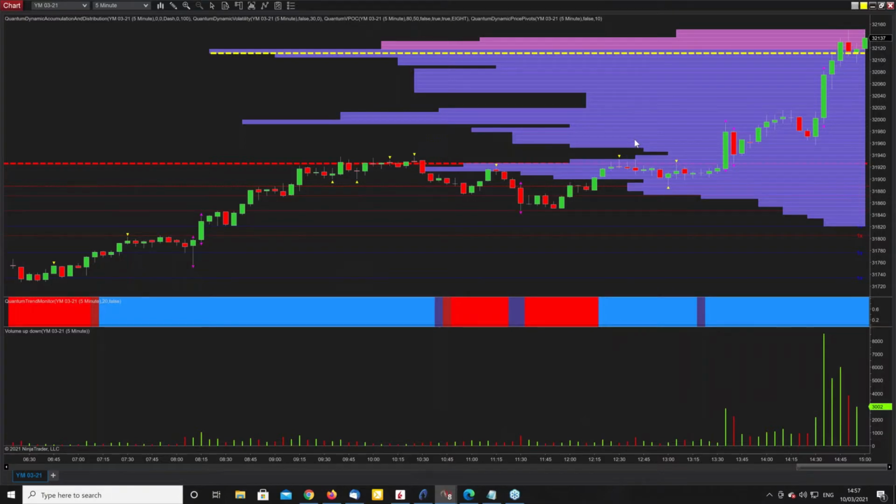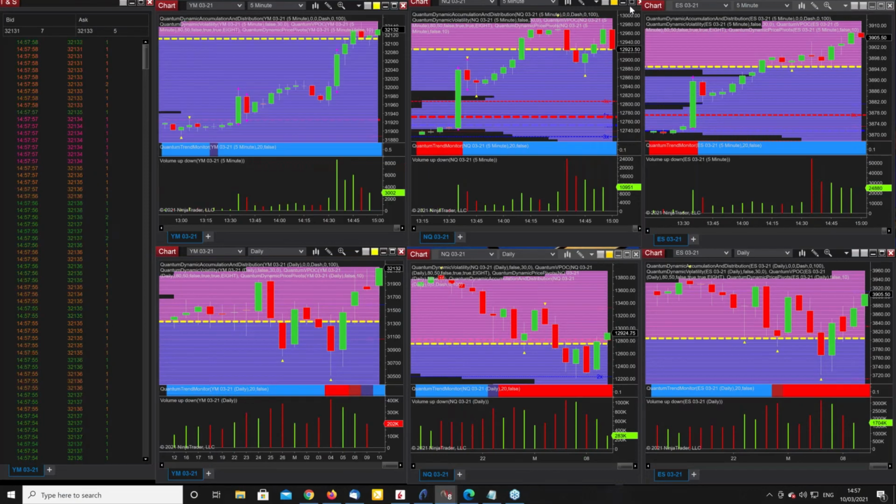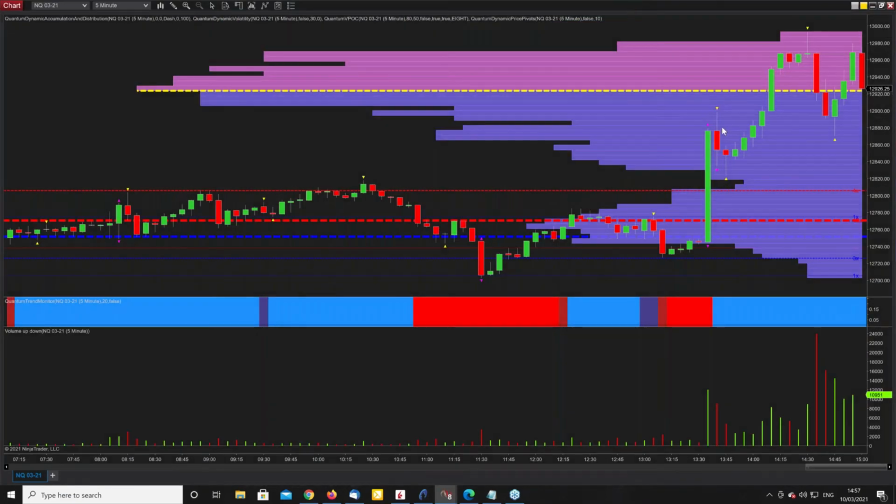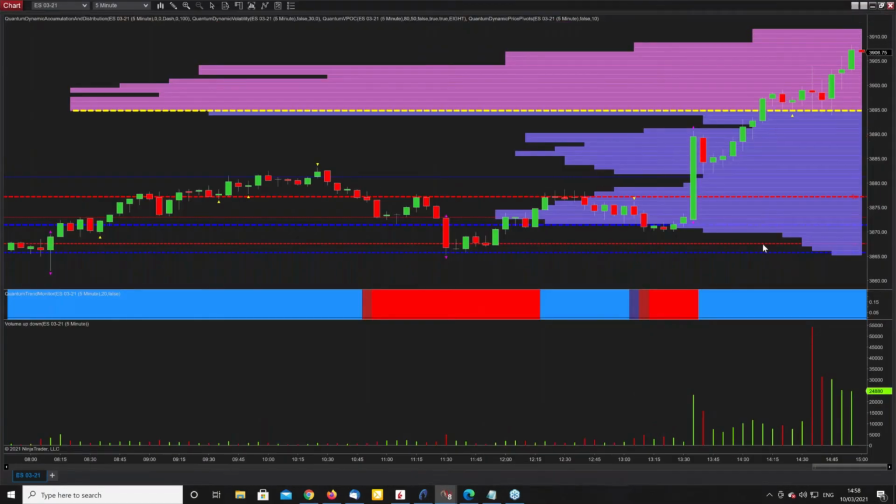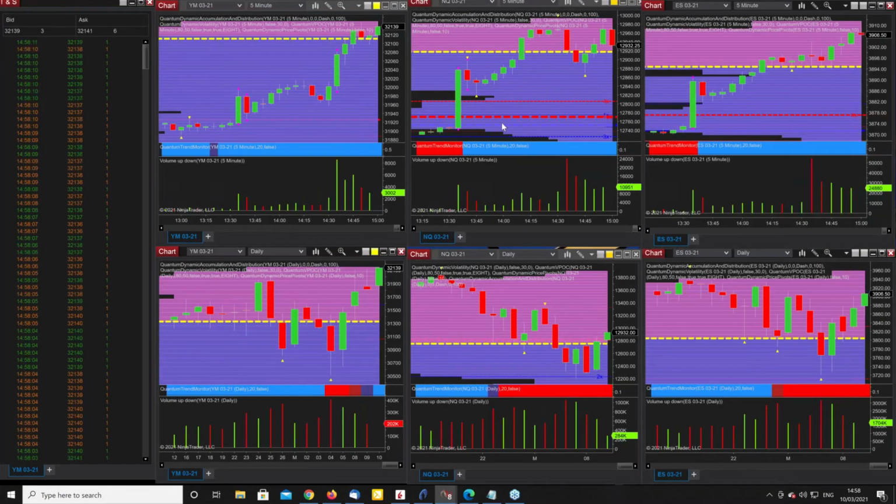Are they all going up today? They are indeed all going up today. That's the YM. That is the NQ. And over onto the ES. There we are. Funnily enough, the ES and the YM are up, the NQ is a little bit in congestion at the moment. Perhaps not so bullish as the other two.